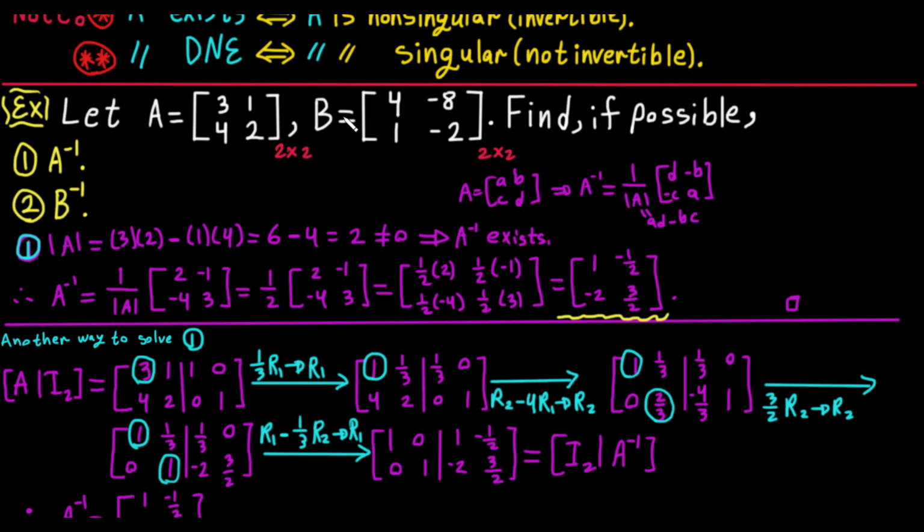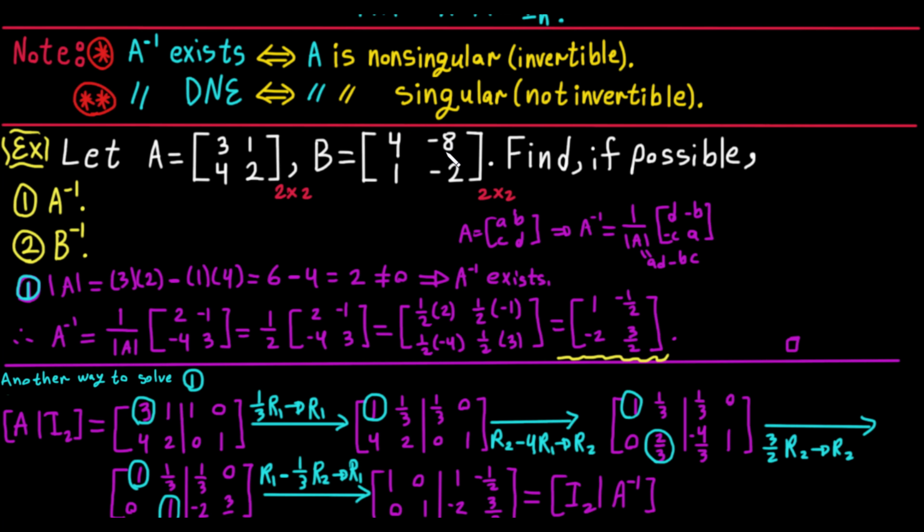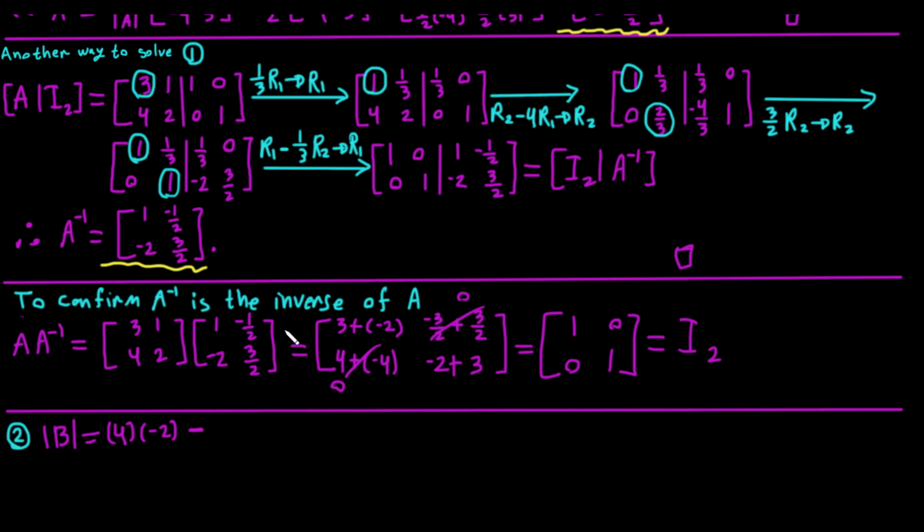The determinant of B, how to find the determinant of B? As we did here, the determinant is just this multiplied by this, minus this multiplied by this. So 4 multiplied by -2, minus -8 multiplied by 1.